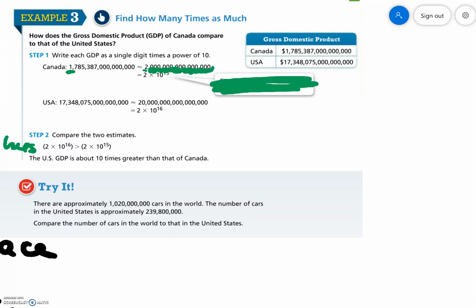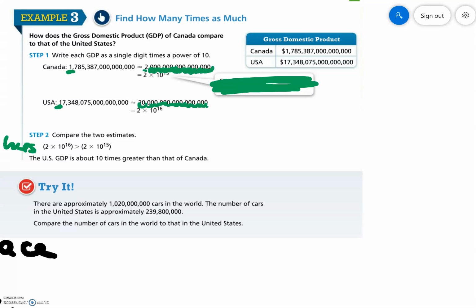Next, USA, we're looking again, leftmost number is 1. We look to the right of that, that's a 7. So we're going to round up to 2, fill in the rest of the numbers with zeros, and move the decimal. 1, 2, 3, 4, 5, 6, 7, 8, 9, 10, 11, 12, 13, 14, 15, lost my pen, 16. Okay, so it's 2 times 10 to the 16th.